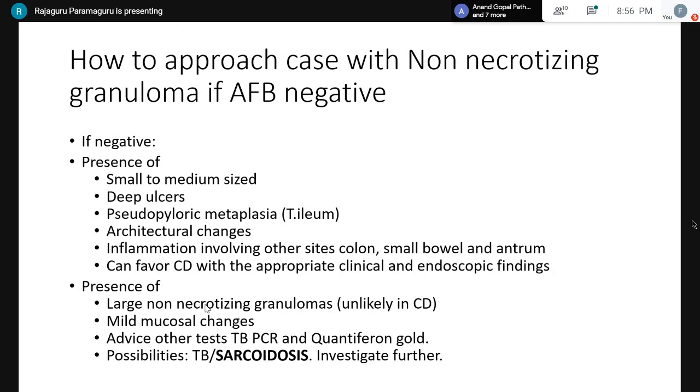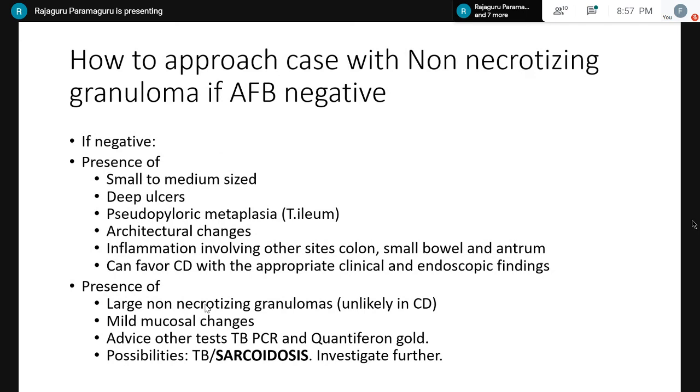So if it is a large granuloma, it is not going to be Crohn's disease. And if the mucosal changes are mild, again, it's not going to be Crohn's disease. Crohn's disease produces a lot of mucosal changes. So if it is not showing that, then it's unlikely to be Crohn's disease.